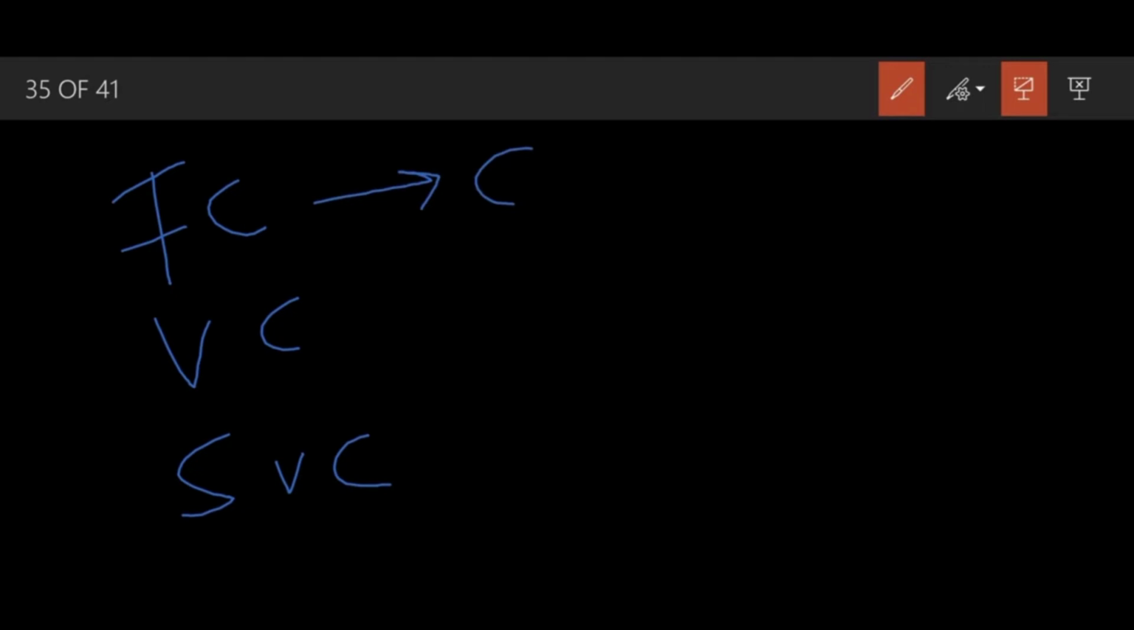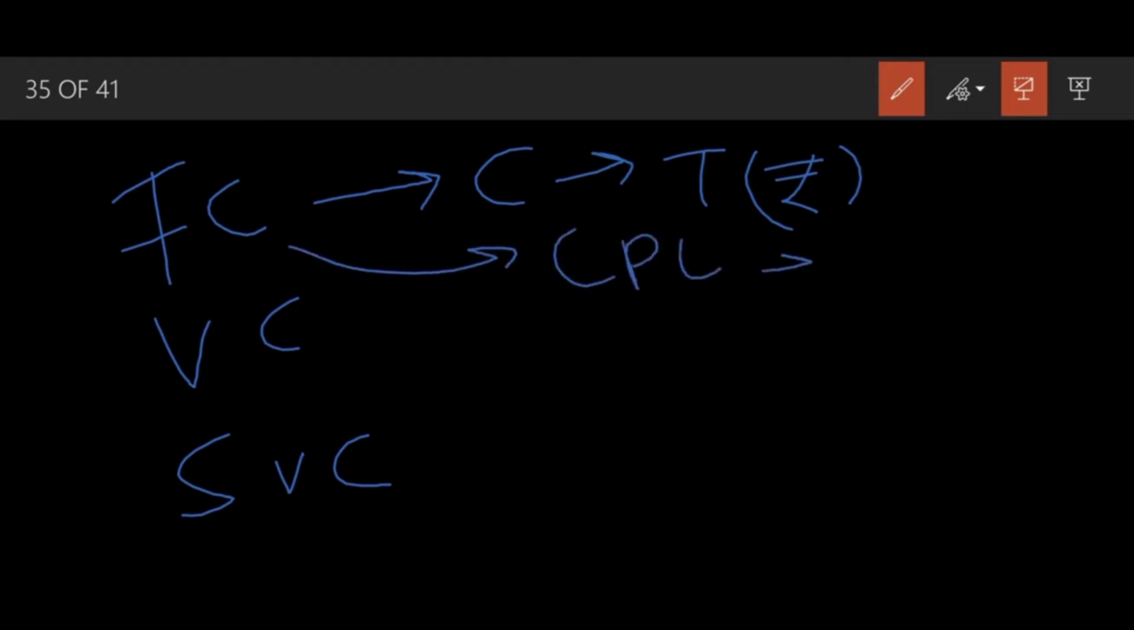Now, how do we identify whether a cost is a fixed cost, a variable cost, or a semi-variable cost? There are certain features. Fixed cost is constant in total amount. Only the cost per unit of fixed cost changes. Let me give an example first.